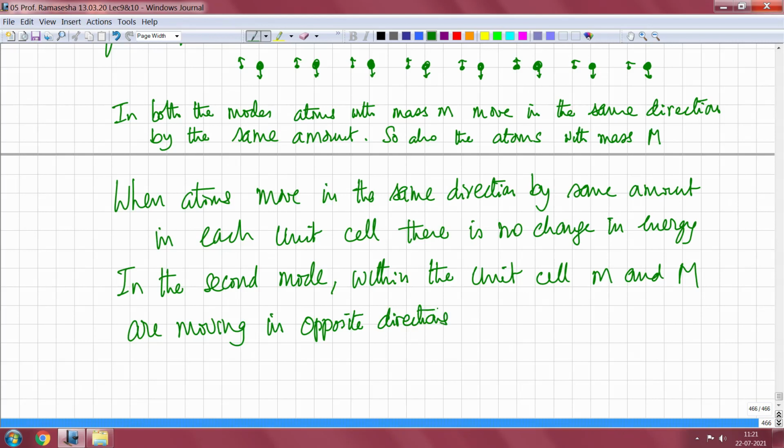This is much like a vibration. It is vibration within the unit cell, except that the vibrations in each unit cell have exactly the same amplitude and same frequency throughout the crystal. So that is what is happening in this case.